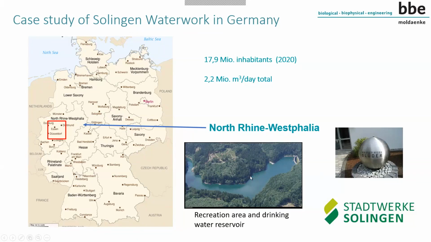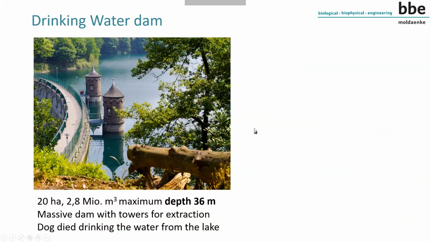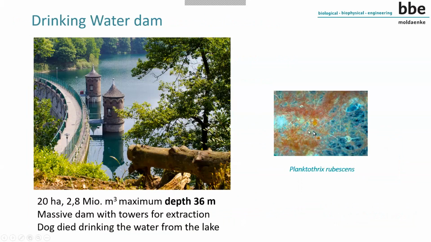There was also the situation that Detlef told already: there is a recreation area, and there was a person with a dog, and the dog died in a few hours, and he asked the waterworks, "What's going on with your water? My dog was dying." Then they found out it was Planktothrix rubescens. They made laboratory analysis, and this is a tower where the waterworks takes in water from the lake, it's a massive dam, and that is a very interesting area. It's also very nice, but they have this problem with Planktothrix rubescens.